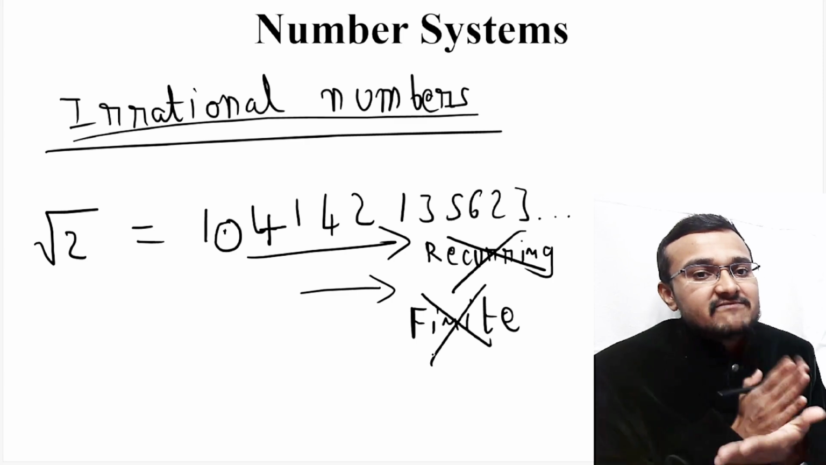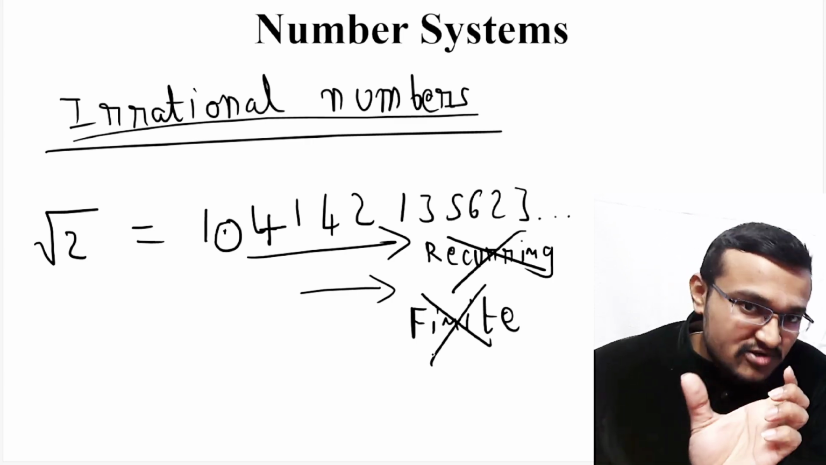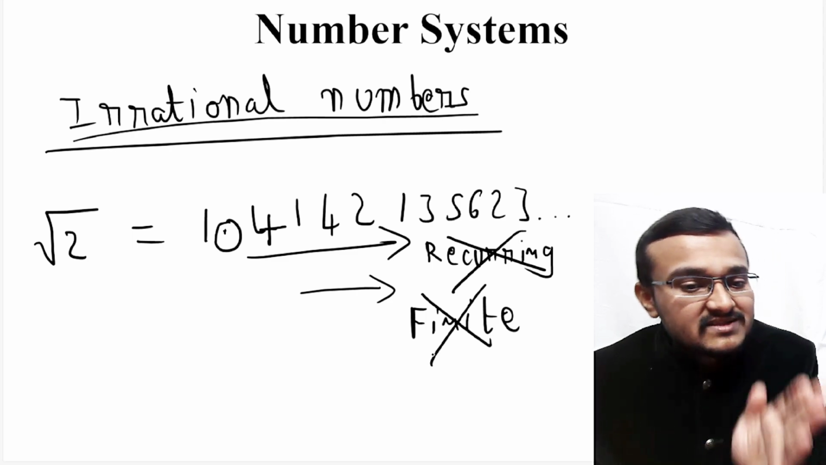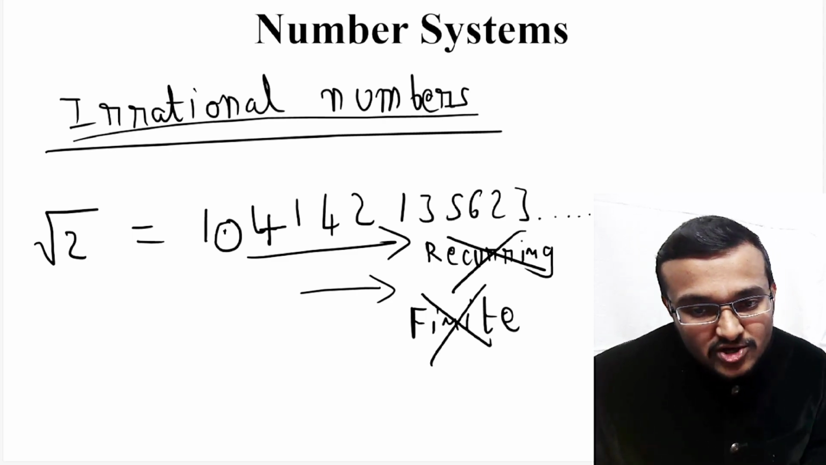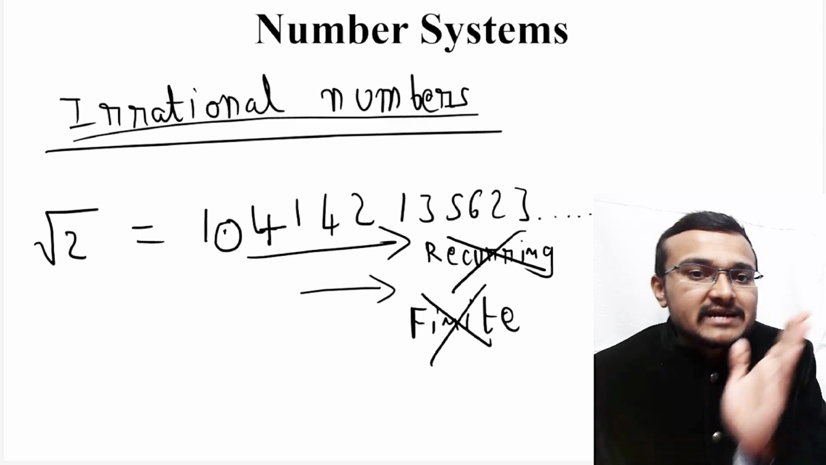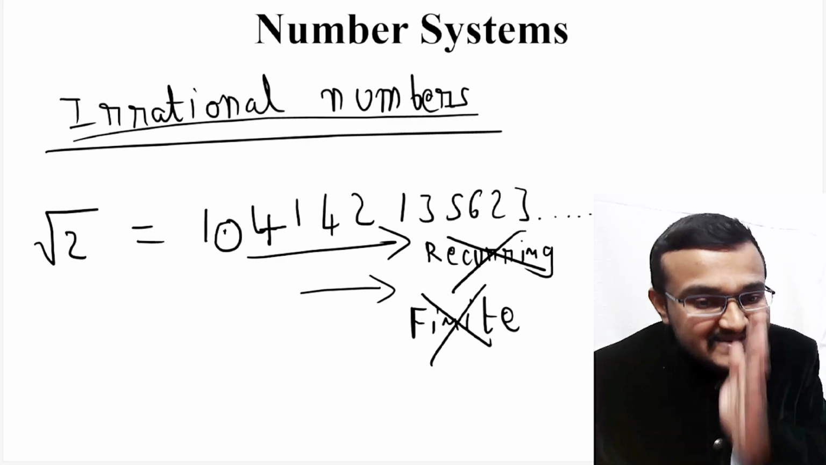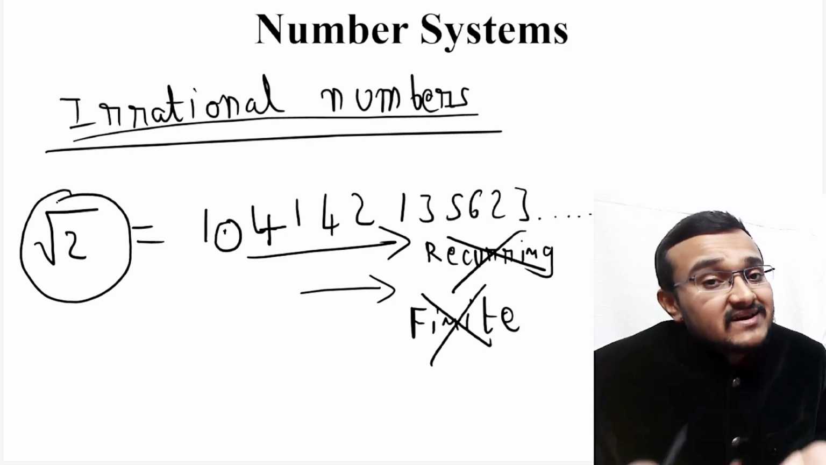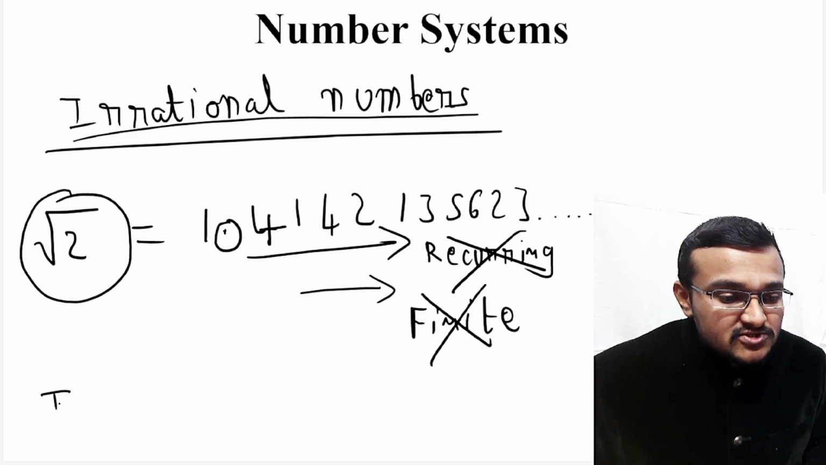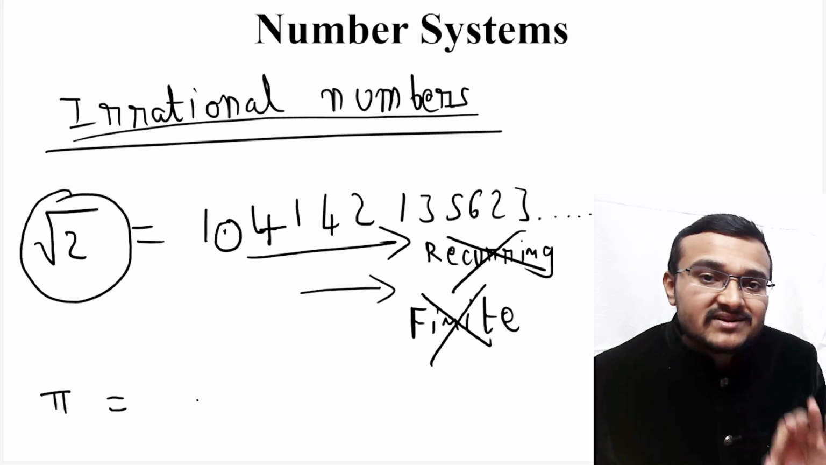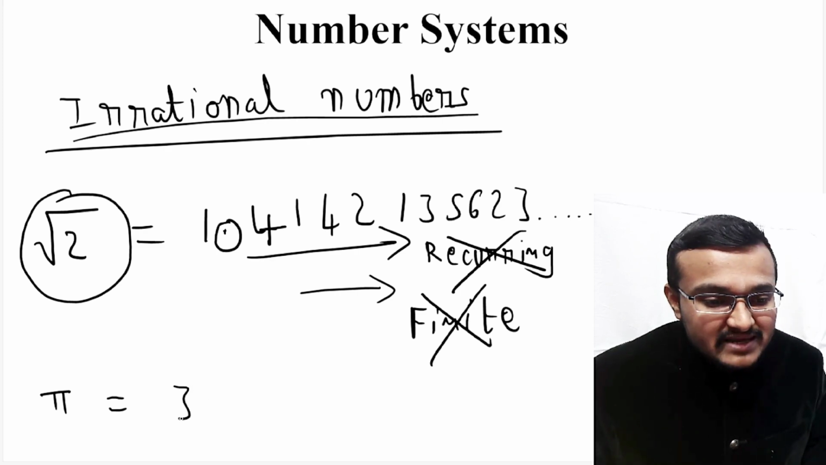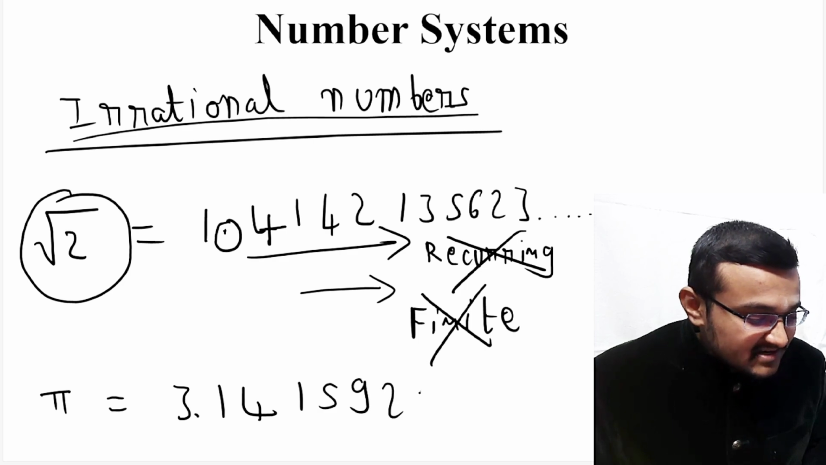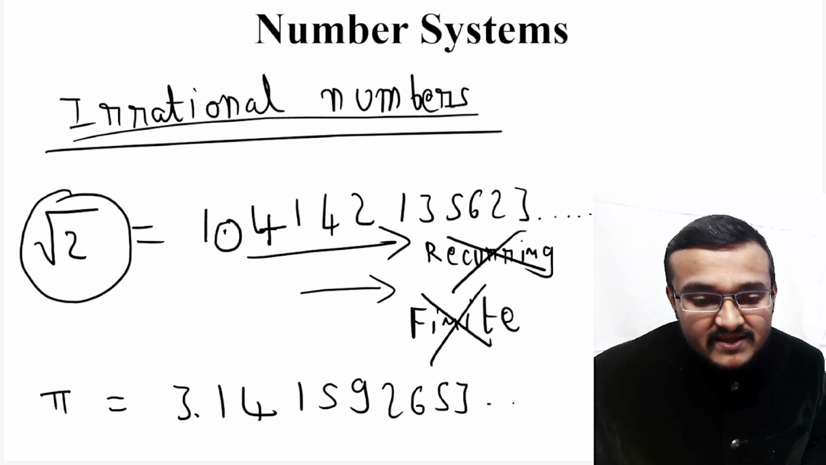So always remember, after the decimal point there should be a recurring set of numbers or there should be a finite number. Here there is no finite number, it is going on infinitely, and also there is no recurring set of numbers. So these kind of numbers, like root 2, are known as irrational numbers. For example, pi is also an irrational number. If you expand pi, it has the value 3.141592653, and it goes on like this.